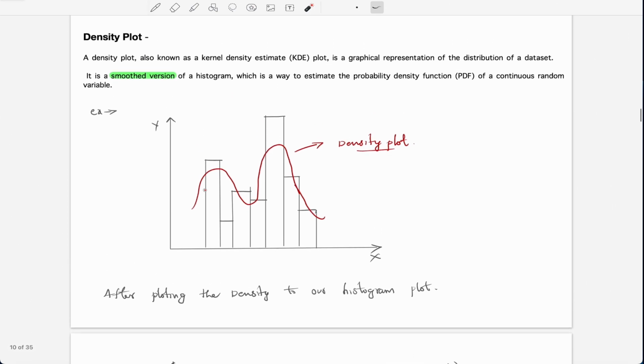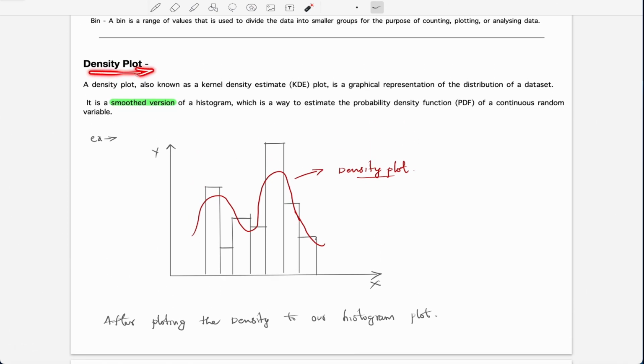After that, we're going to cover the density plot. What is a density plot? A density plot is also known as the kernel density estimate, or KDE plot. It's a graphical representation of the distribution of a data set. It is a smooth version of the histogram.